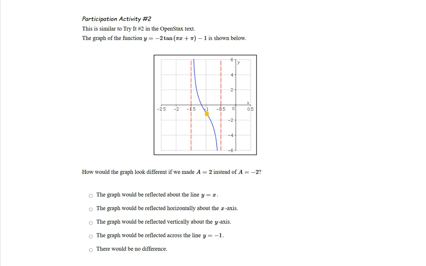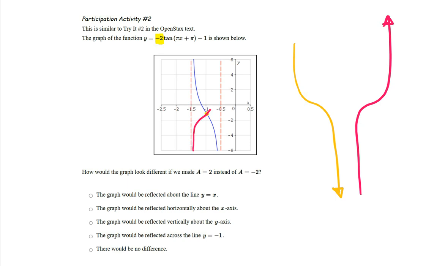You can see that right here, that's the point that is halfway between those two red dotted lines. And this graph is going like that. It's heading downward. That is because you have a negative 2. If you have a positive 2, then the graph is actually going to go like this and curve and finish going upwards. So it really just switches, the blue graph switches to that.